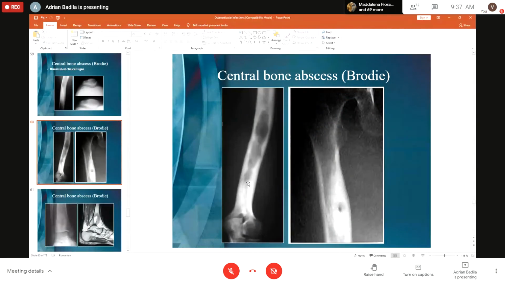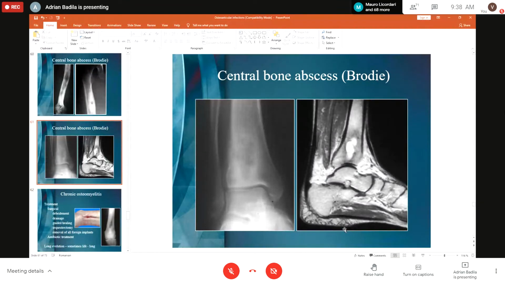Other images with Brodie central bone abscess: you can see these osteolytic lesions, round or oval lesions inside the femur, or here inside in the proximal third of the femur. In the middle, we have an osteolytic lesion surrounded by hyperostosis, by newly formed bone.